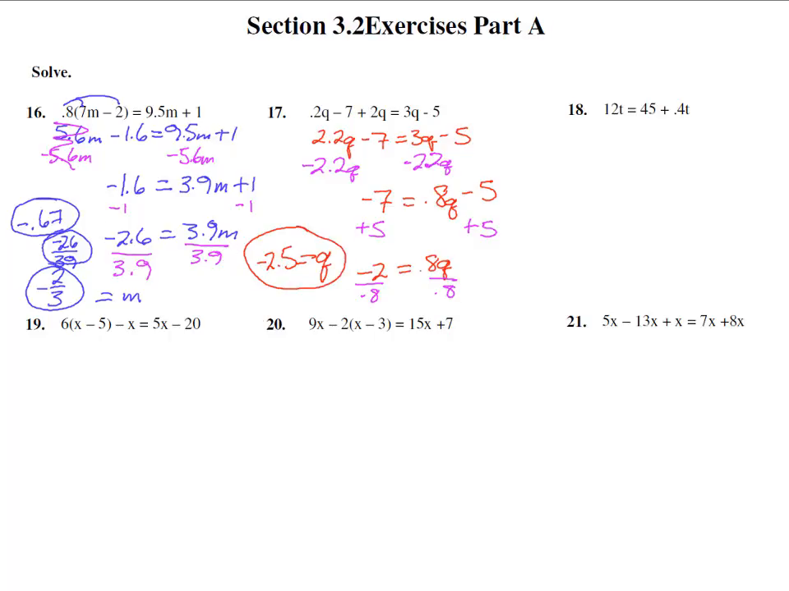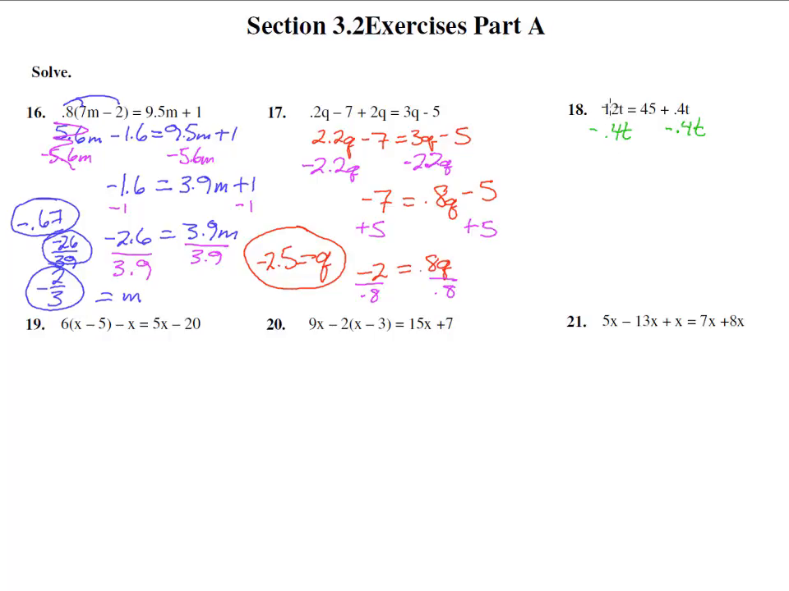All right, number 18. We have 12t equals 45 plus 0.4t. Do we have any parentheses? No, we don't. Do we have multiple t's? We do. Well, let's get rid of one of them over here. Subtract the 0.4t, subtract the 0.4t. And you could have subtracted 12t from both sides. That would have been okay.